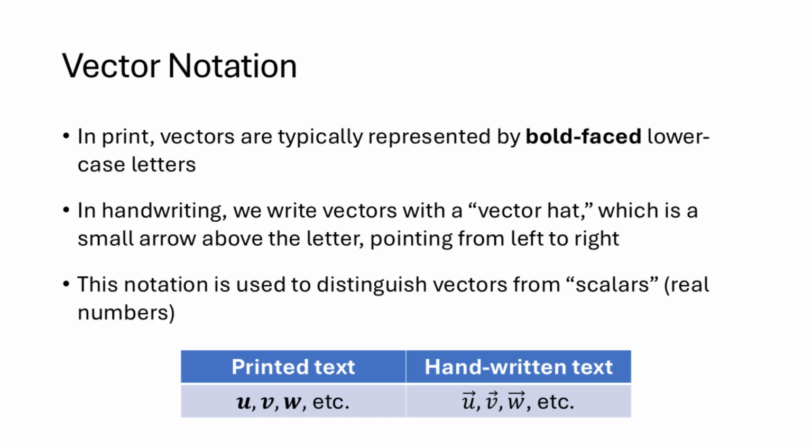Now, when we're writing vectors in print, you'll typically see them represented by boldface lowercase letters, and we'll use the letters u, v, w, etc., but we can use any letter of the alphabet. But when we're writing vectors by hand, you'll see us write an arrow over a letter, since we can't really write boldface letters by hand. We'll call this a vector hat, and it's important that we use that notation to distinguish vector quantities from non-vector quantities. We'll use the word scalar to represent a real number, and again use that to distinguish a real number from a vector.